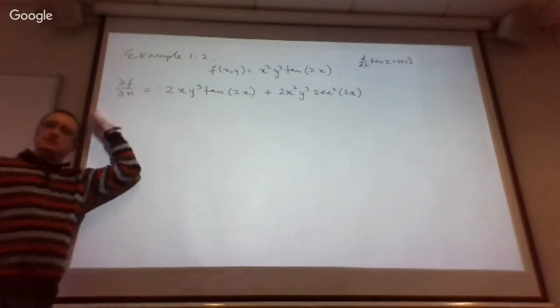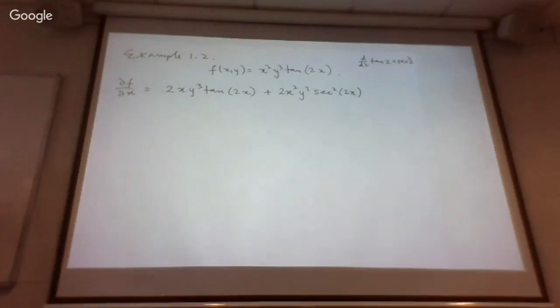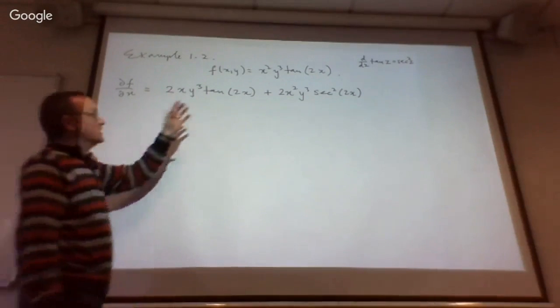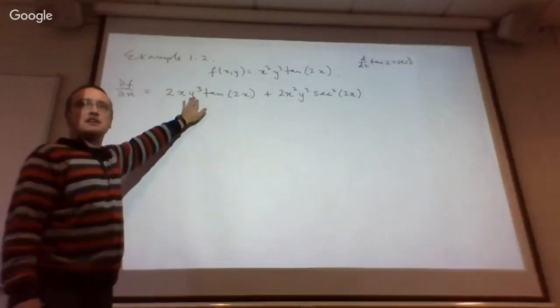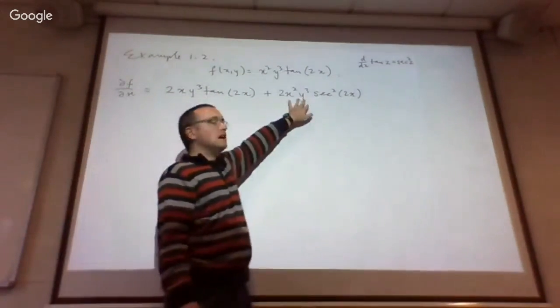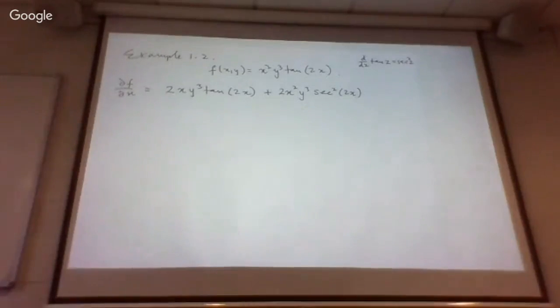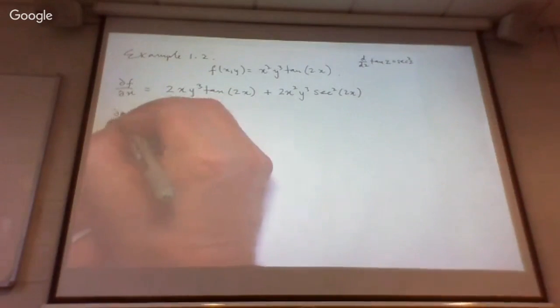So you see, I was using all the various results from one variable calculus there to find that partial derivative, together with this basic principle of treating the other variable y as if it were a constant. If you did have a constant here, multiplying x squared tan x, that same constant would appear here, and also here. So let's look at the y derivative.